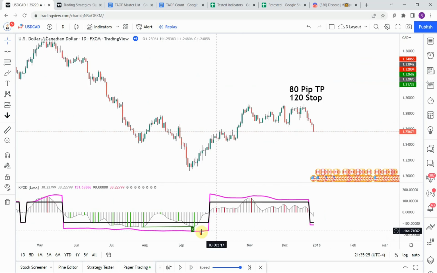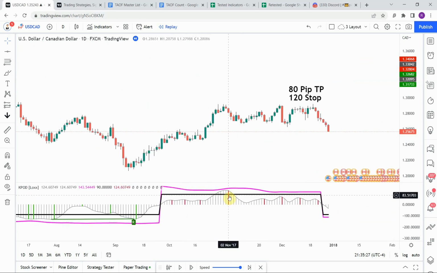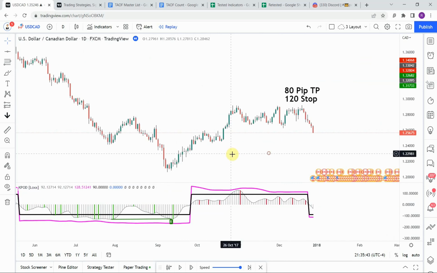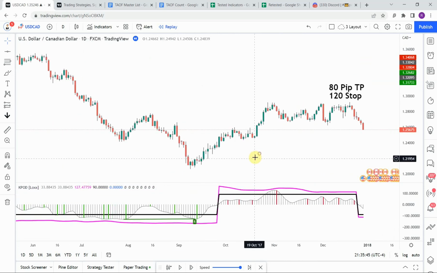You can also look for the bars, the red and green bars in the histogram. Those are supposed to signify possible reversal areas, and so anytime you see one of those, it might be accompanied by a reversal taking place. And then there are these two big lines here, the black one and the purple one.